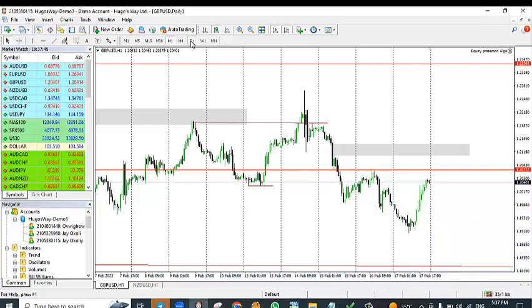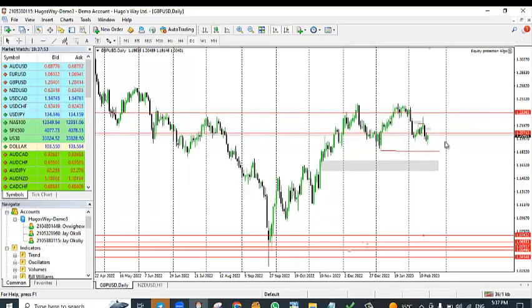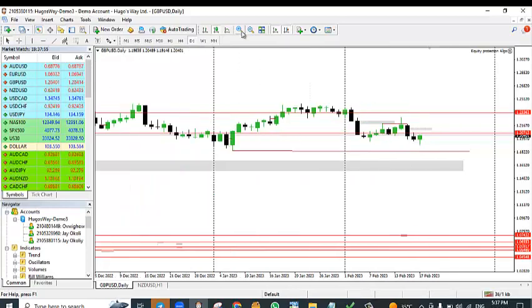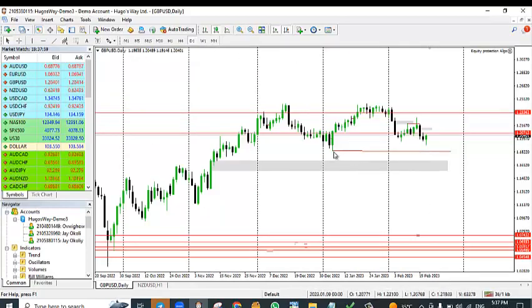This is pound dollar. We did analyze that our objective for this immediate past week was this low. This is the daily chart. We analyzed that pound dollar should take out this low and eventually come to this fair value gap right there that you can see.